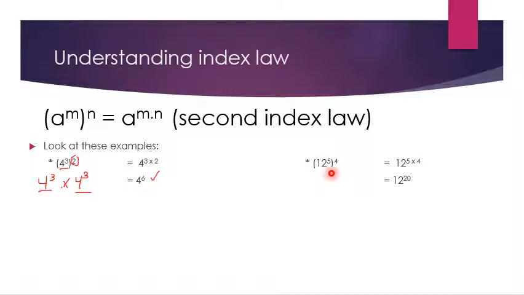12 to the power of 5, and then inside the bracket to the power of 4. So it becomes 12 to the power of 5 multiplied by 4, which is 12 to the power of 20. And this goes also for any algebra, which is f to the power of 4, to the power of 3, which is f to the power of 4 multiplied by 3, which is f to the power of 12. So this second index law has been proven, and it's true. So you can use the shortcut and do it directly to get the result of a question.